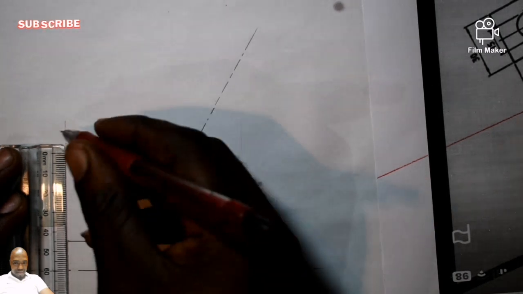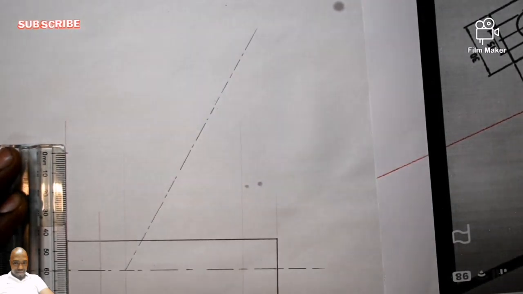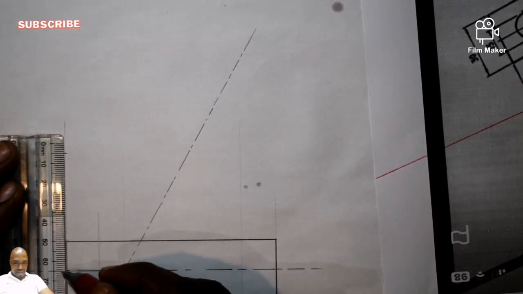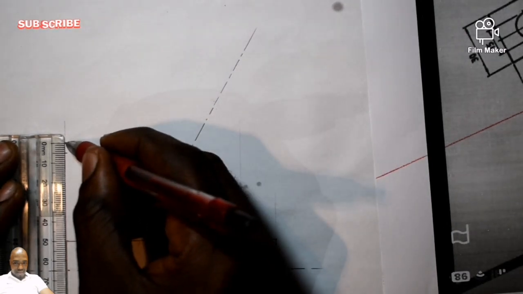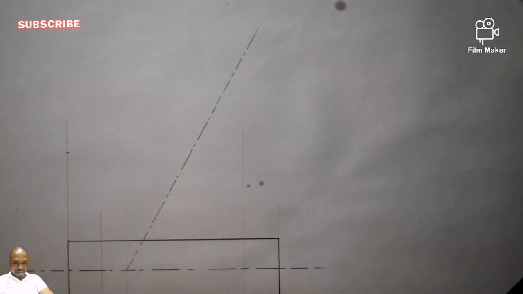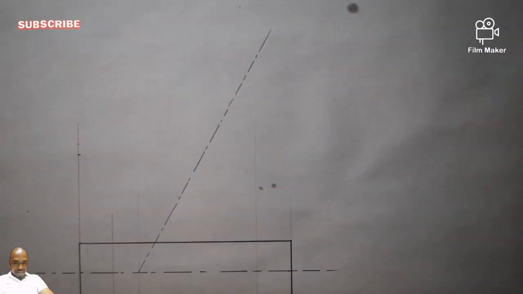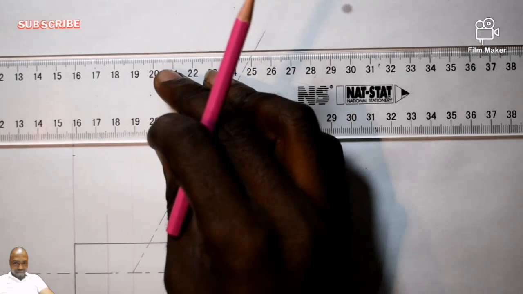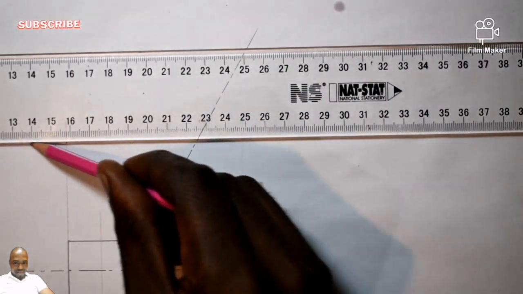From here I'll just mark at 0. Remember, we're looking for 65, not 60. This is 60, 65, 70. So right there, this is the false point. Then from there, I'll just have a constructional line. There you go.